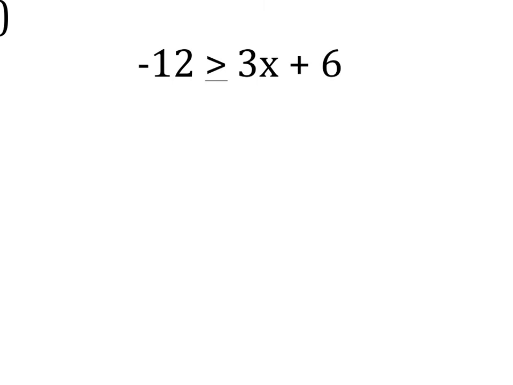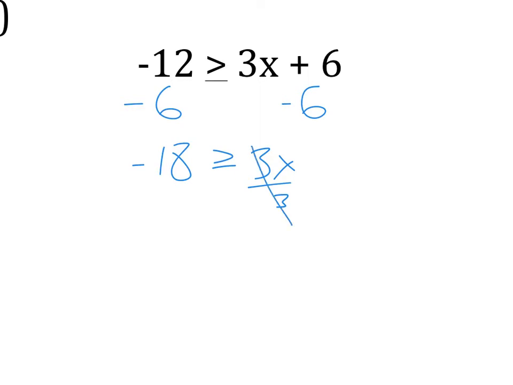The opposite of adding 6 is subtracting 6. Negative 12 minus 6 is negative 18, is greater than or equal to 3x. To solve this, divide by 3. 3 divided by 3 is just x. Divide this side by 3, negative 18. Oh, divide by 3, not negative 3. Negative 18 divided by 3 is negative 6. Now, that's important that I caught that mistake and I didn't put a negative sign there, because I'm dividing by a positive. The inequality sign stays put.